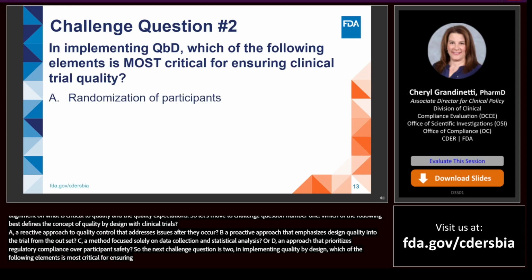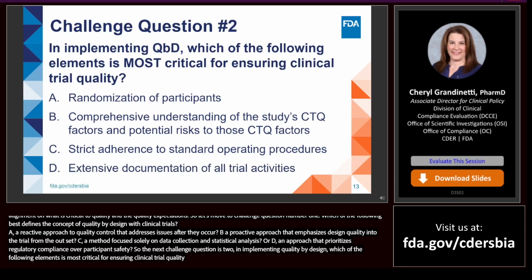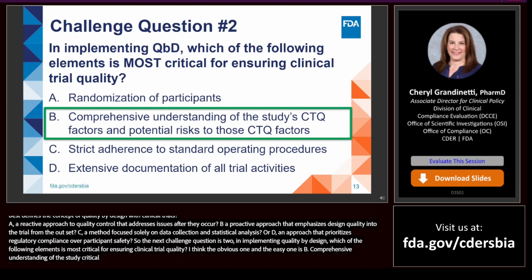A, randomization of participants. B, a comprehensive understanding of the study's critical to quality factors and potential risks to those critical to quality factors. C, strict adherence to standard operating procedures. Or D, extensive documentation of all trial activities. And I think the obvious one, again, and an easy one, is B, comprehensive understanding of the study's critical to quality factors and potential risks to those critical to quality factors.